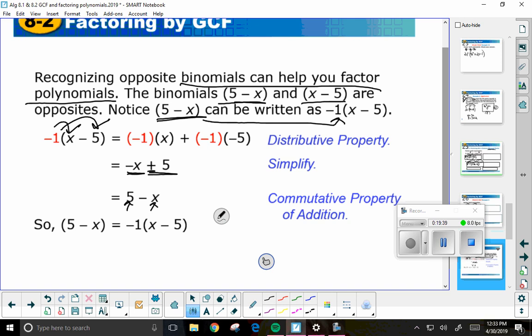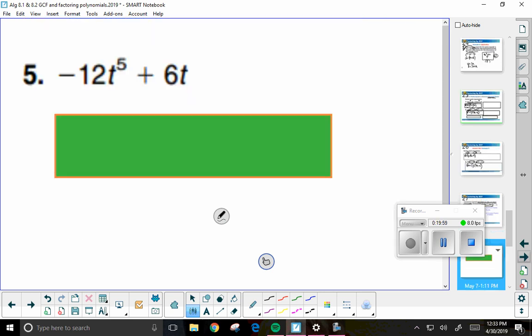Notice the signs in front of each of these terms are the same as they are up here. That's a positive 5, that's a negative x. So 5 minus x is the same as negative 1 times x minus 5. Just a little note for that. You won't need to know that just yet, but just know that that is some information that's coming.